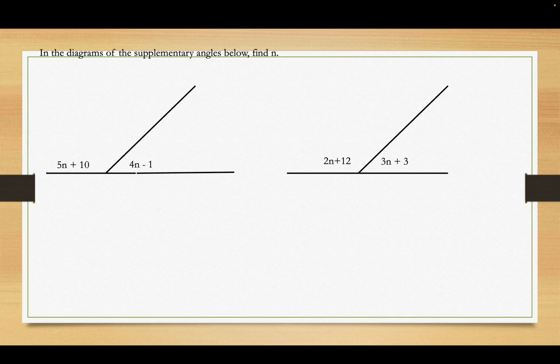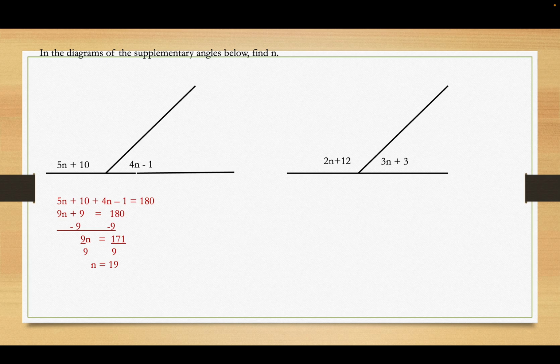Okay, so 5n plus 10 plus 4n minus 1 is 180. Combining like terms, same side, same operation, both for the n's and the numbers. 9n plus 9 is 180. Subtracting 9, 9n is 171. Dividing, and I get n is 19. Okay, n works out to be 19.